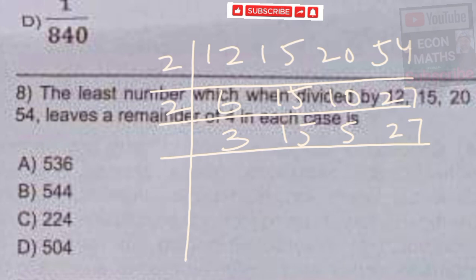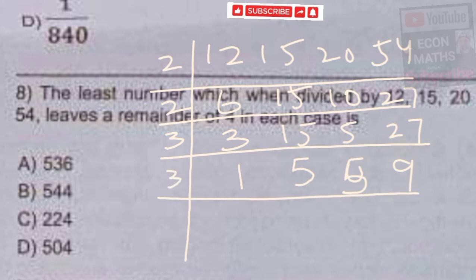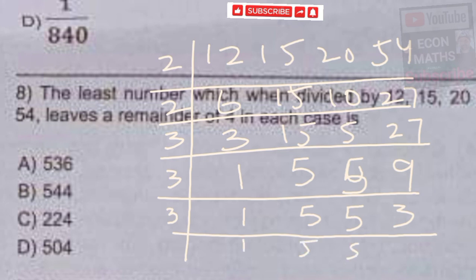Now factoring with 3: 3 1s are 3, 3 5s are 15, 3 zeros are 0, sorry, this will remain the same 5, and 3 9s are 27. Again by 3, that is 1, 5, 5 will remain the same, and 3 3s are 9. Again factoring with 3, so 1, 5, 5 will remain the same, and 3 1s are 3. And lastly by 5 we will get 5. Here it is 1, so 5 1s are 5, 5 1s are 5.